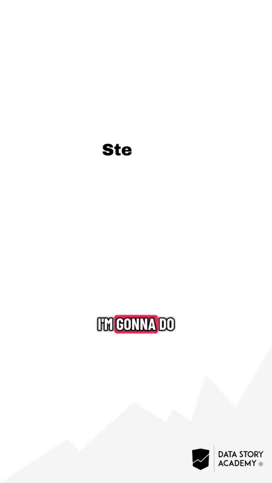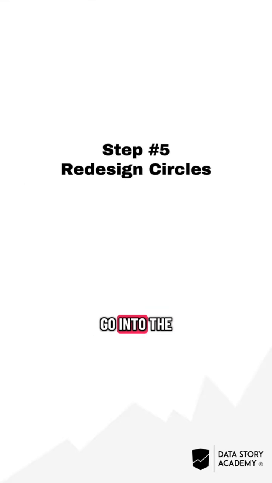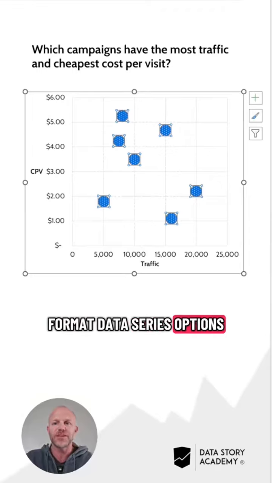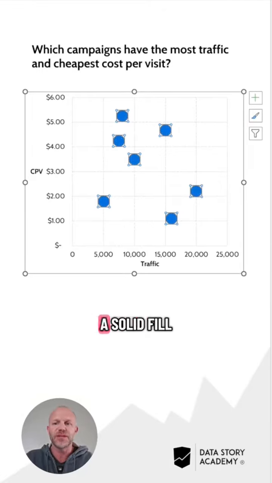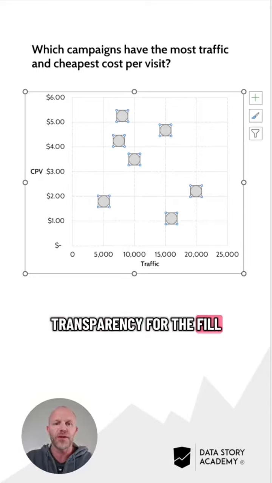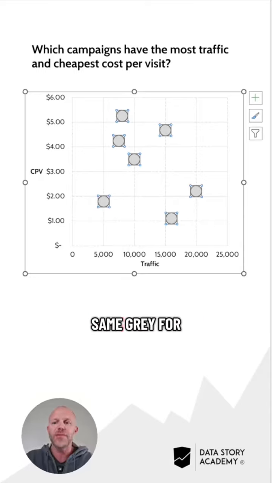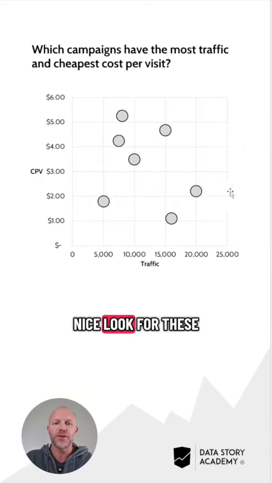The next thing I'm going to do is go into the Format Data Series options, into the marker options, and I'm going to change these circles to be a solid fill. And for now, I'm just going to make them a gray. I'm going to set them to 40% transparency for the fill. And then I'm going to use that same gray for the outline. And it's going to create this really nice look for these.